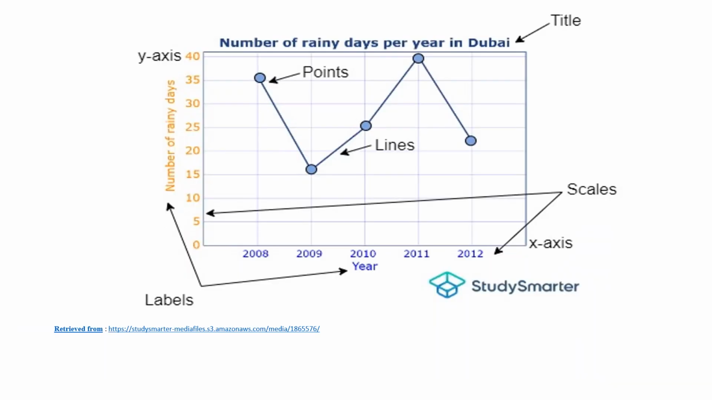So, this is a line graph, number of rainy days per year in Dubai. On this graph, we can see that it has a y-axis, it has an x-axis, it has the labels: number of rainy days, and another label, years. Points: there are 5 points on the graph, and the lines that connect these points.